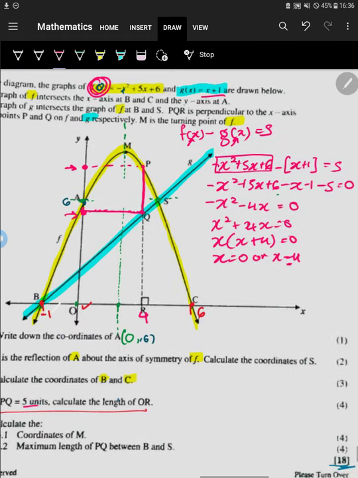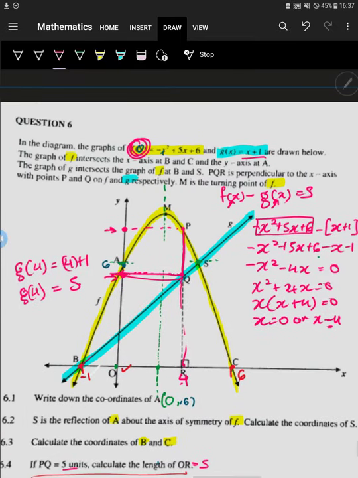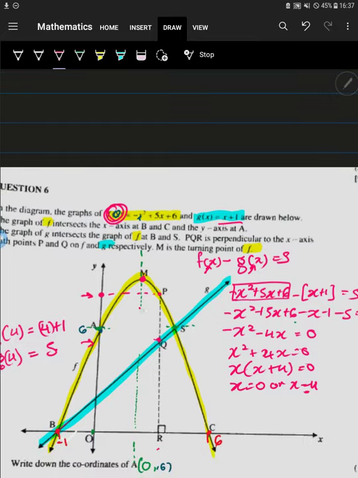Now then they want us to calculate, yeah, then that makes sense. Calculate the coordinates of M. M is what? Let's get rid of all this extra nonsense that we don't need. So in the exam paper, you'll be using a pencil, right? Oops. So M is our turning point. How do we find the turning point of a parabola? Well, you know the axis of symmetry.